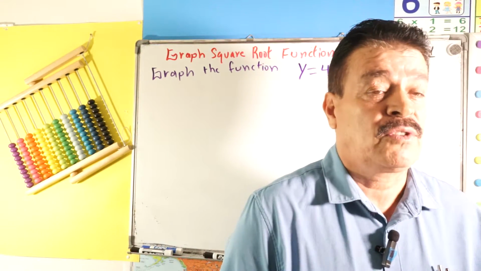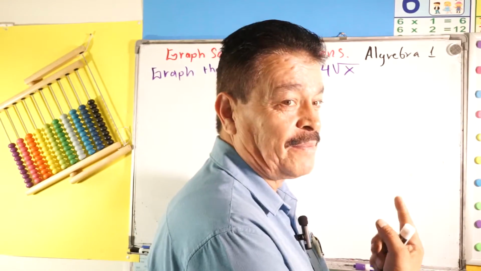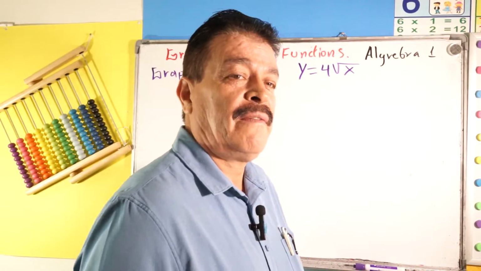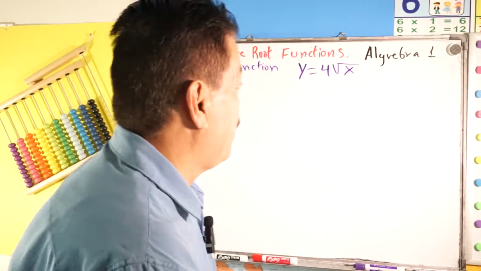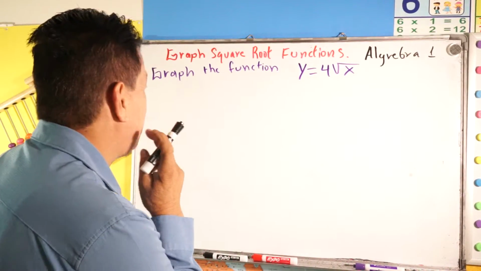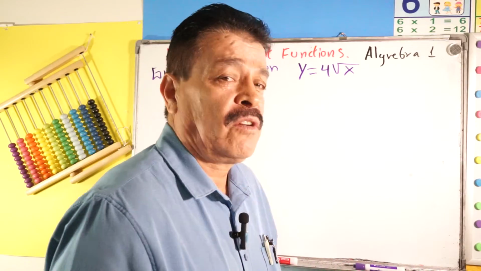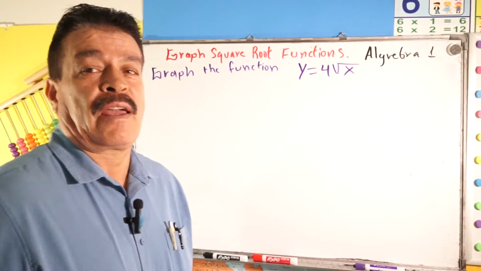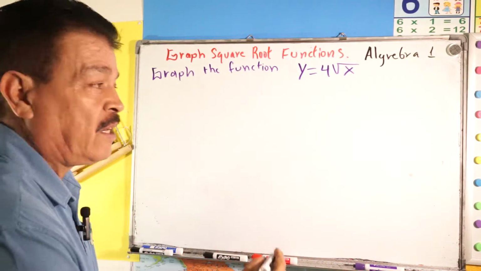Our topic for today belongs to Algebra 1: graph the square root function. Okay, we have to find the graph for the function y equals 4 square root x. The graph of the square root.